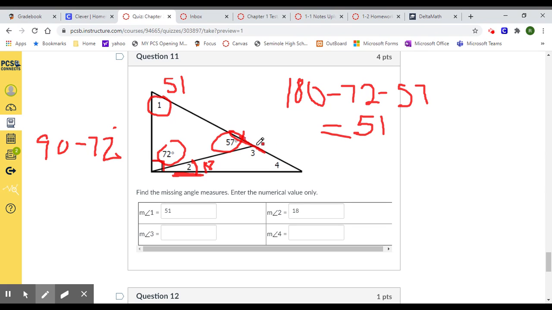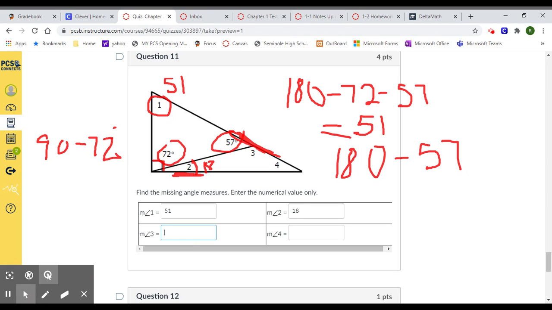I'm going to choose, just because I think it's simpler, to say I know that these two form a line, so I'm going to do 180 minus 57, and that's going to tell me what angle 3 is. So 180 minus 57 gives me 123. So this angle right here is 123. So angle 3 is 123.